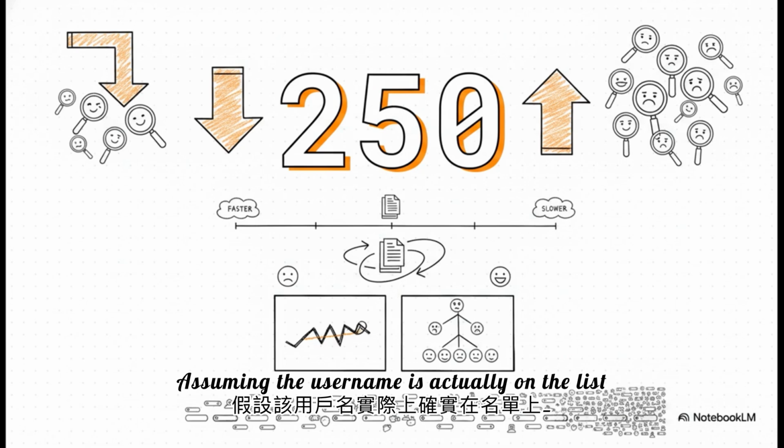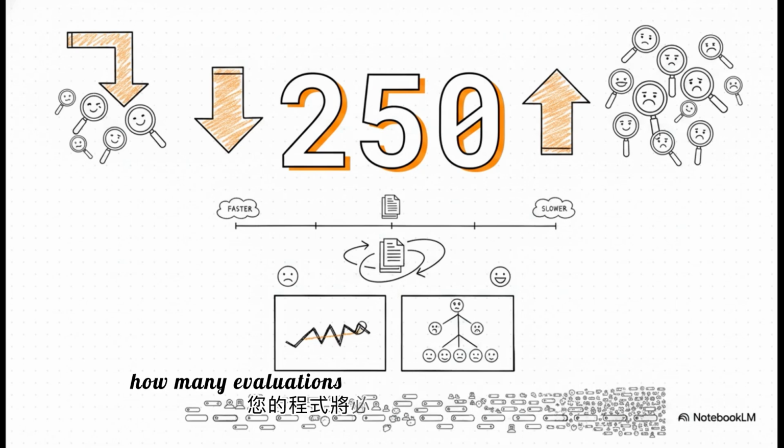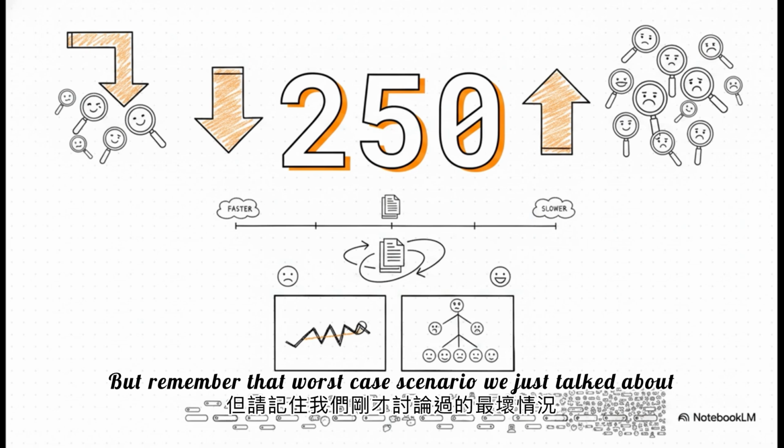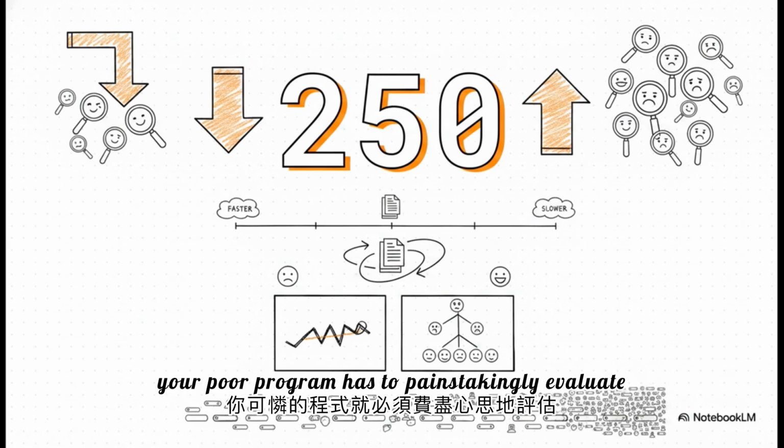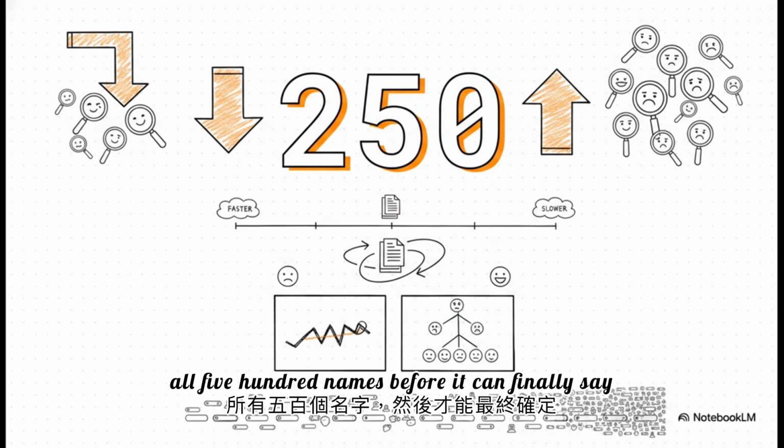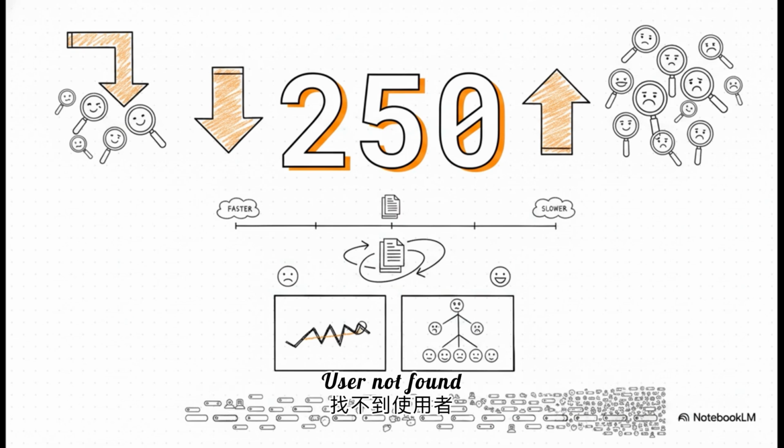Assuming the username is actually on the list, how many evaluations will your program have to make? Well, on average, it's going to take 250 searches to find them. Half the time it'll be faster, half the time slower. But remember that worst case scenario we just talked about? If someone types in an unregistered username, your poor program has to painstakingly evaluate all 500 names before it can finally say user not found.